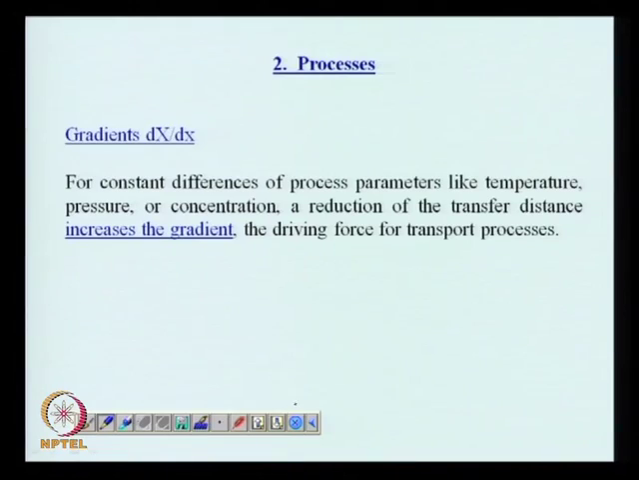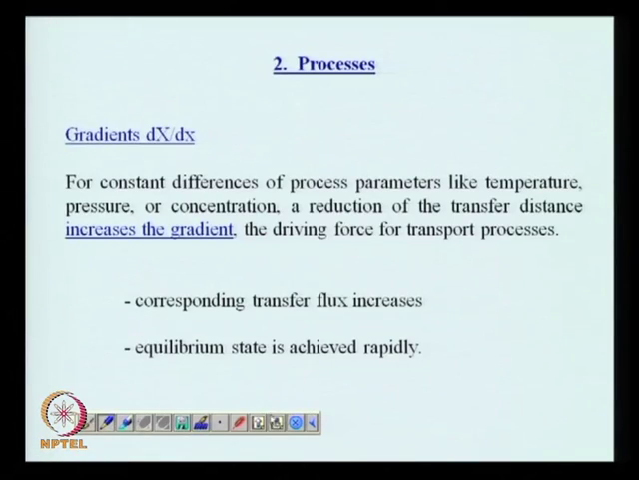So, the capital X in here denotes the property which can be measured. It could be pressure, it could be temperature, or it could be the concentration of this species. So, this gradient of dX over a certain distance x would tell us the magnitude of this transport process. So, if we can increase the gradient, the corresponding transfer flux will increase, and as a result the equilibrium state will be achieved faster compared to the previous case when the gradient was smaller.